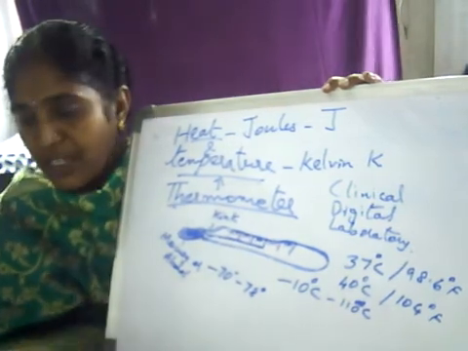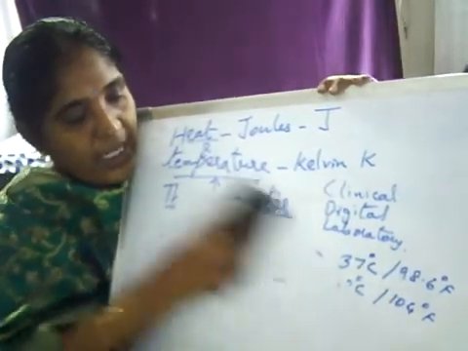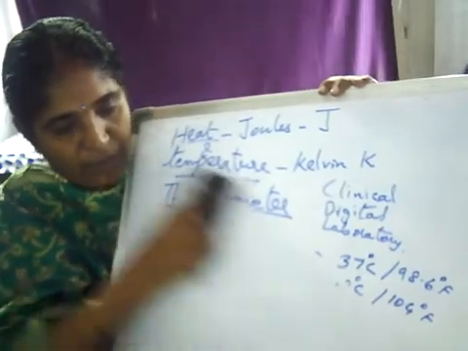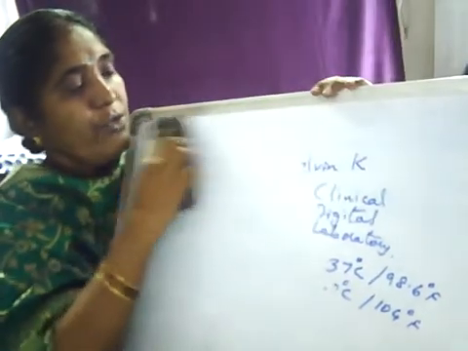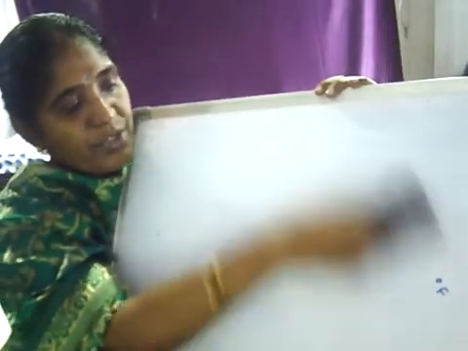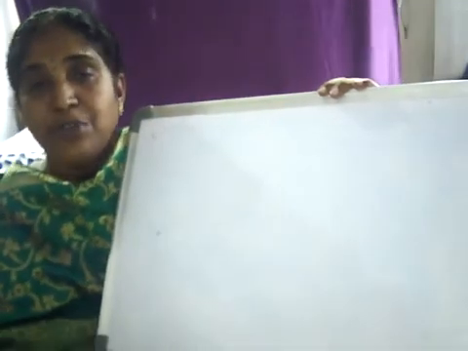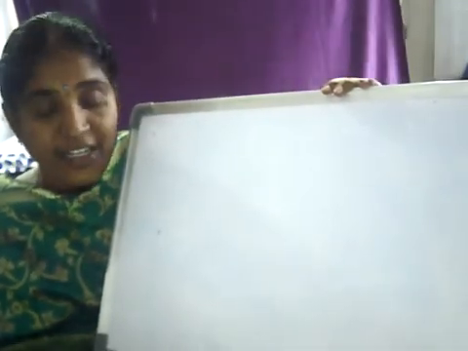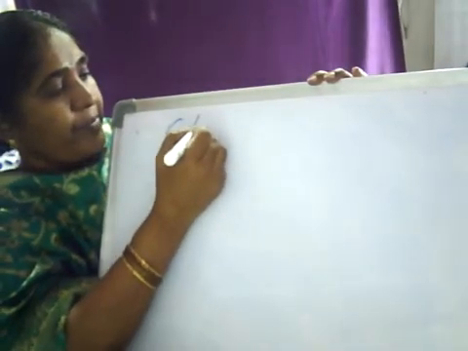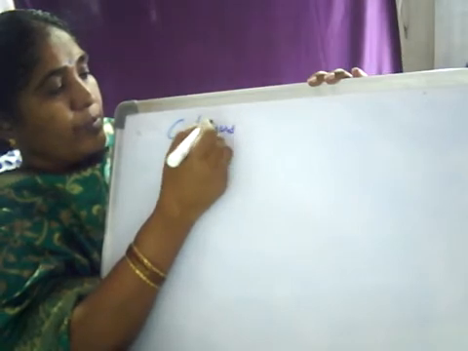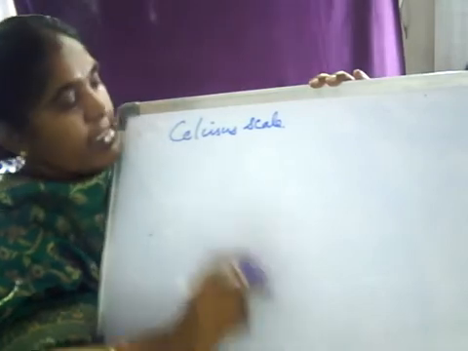Okay. To end the session, we'll discuss something related to temperature scales. For measuring temperature, you require certain scales. We have three different types of scales. One is what I was using until now, degrees centigrade. That scale is called the Celsius scale.